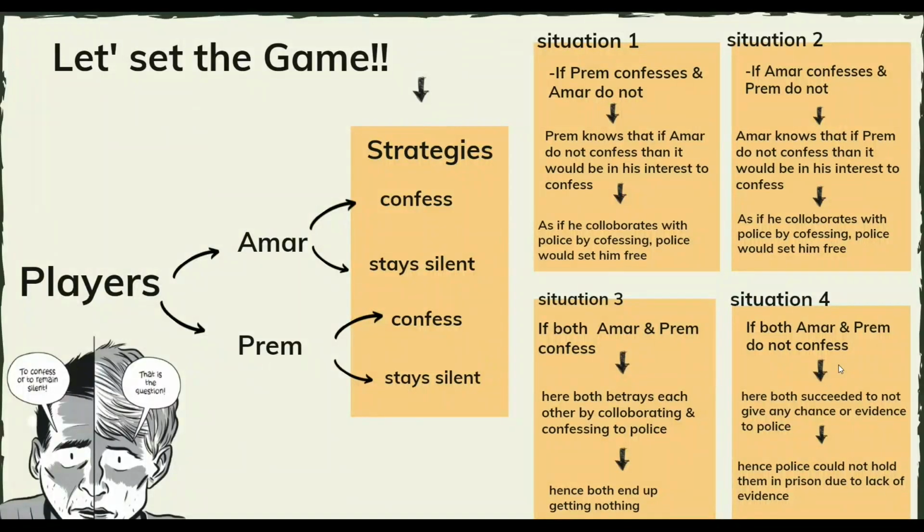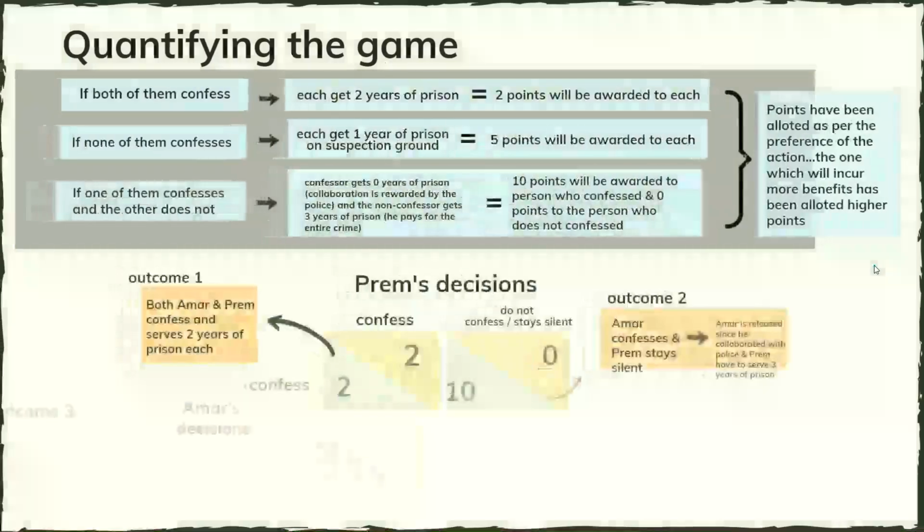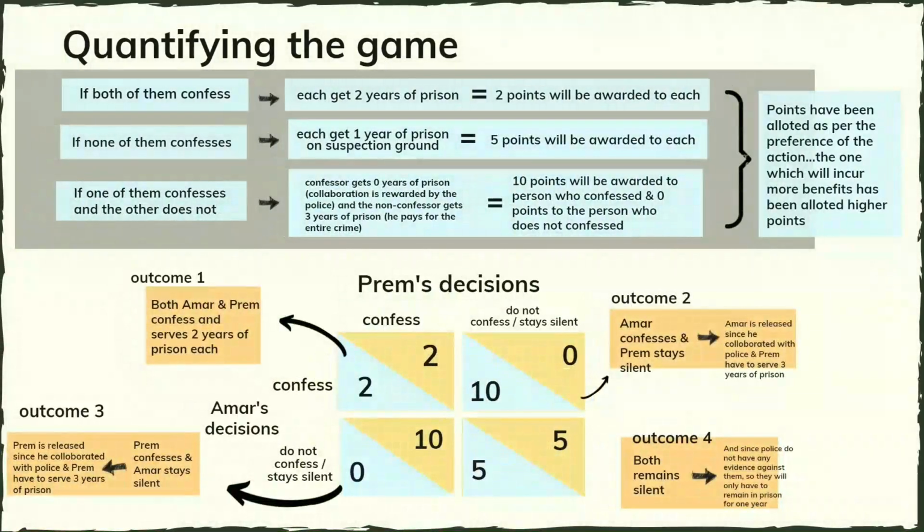We now move to the next stage of our game, that is quantification of the game. Here we will quantify the 4 situations that we discussed in the previous stage and will list them down in the form of a table. Before listing it in the form of the game theory table, we will list down the possible outcomes again and allot them points according to the preferences and benefits they incur to both the players.